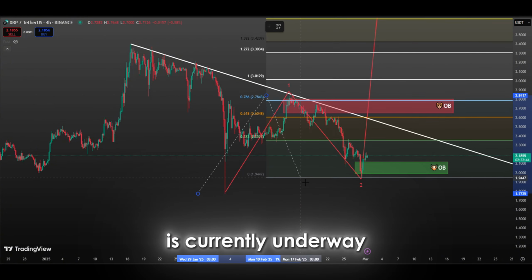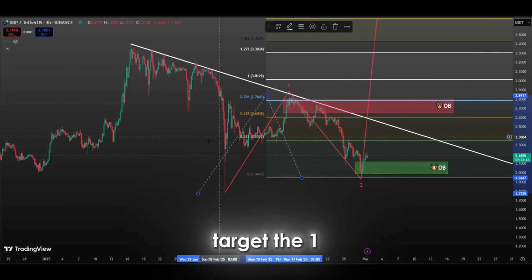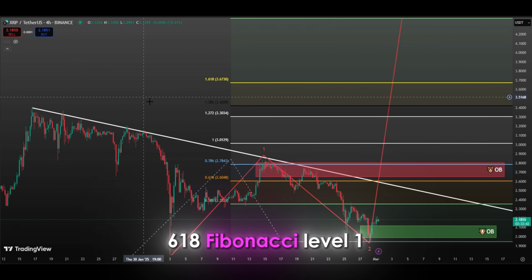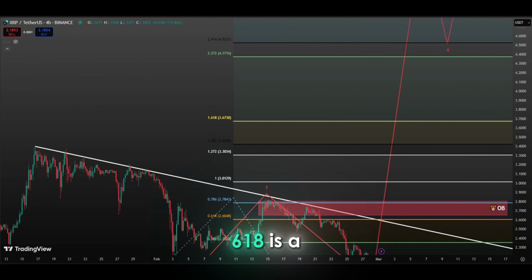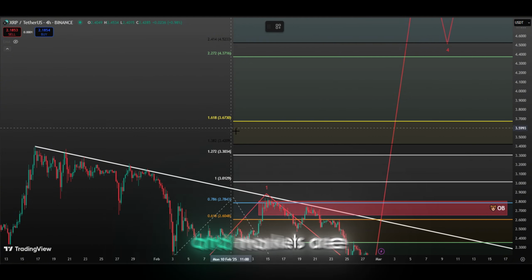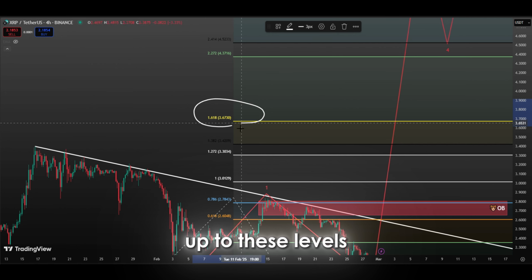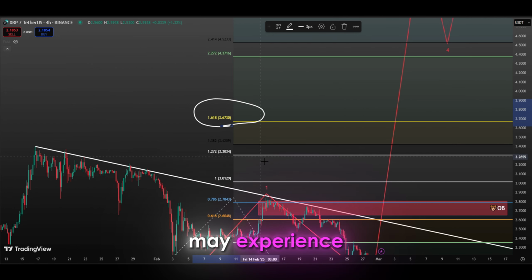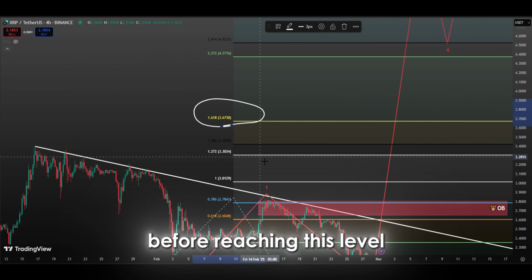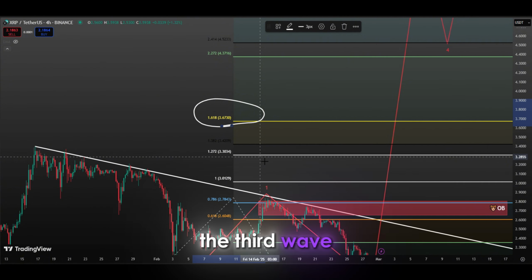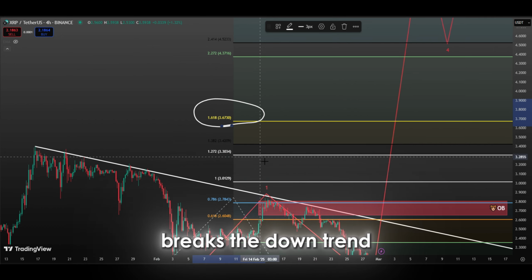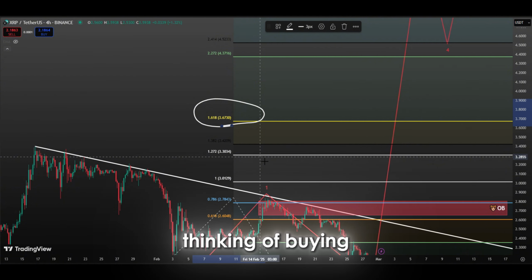If wave 3 is currently underway, this wave could target the 1.618 Fibonacci level. 1.618 is a mathematically ideal level, and markets are often seen moving up to these levels. However, the price may experience a few corrections before reaching this level, and the market may see some pullbacks. The third wave would be the longest wave and the fastest wave. I think it could go faster to 1.618 when it breaks the downtrend. If you are thinking of buying, you can buy when it retests after the break of this downtrend.